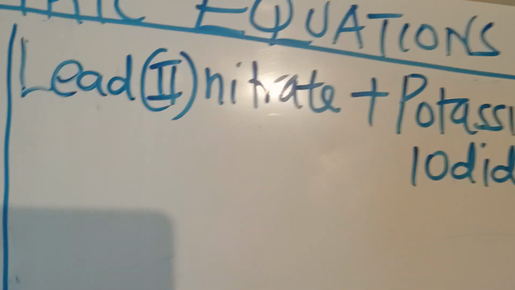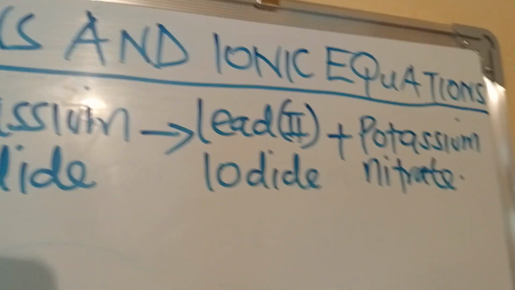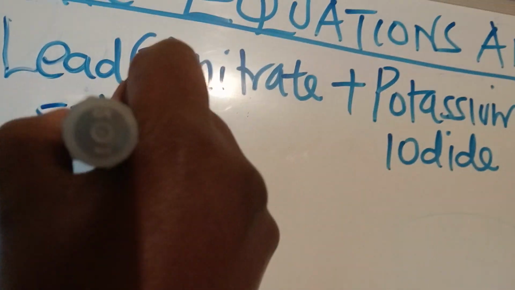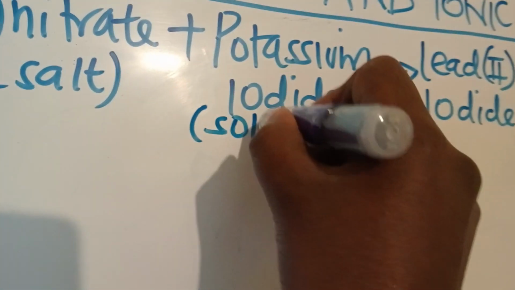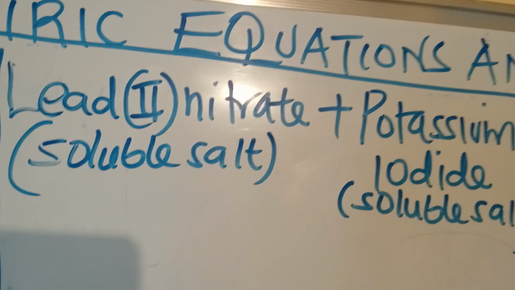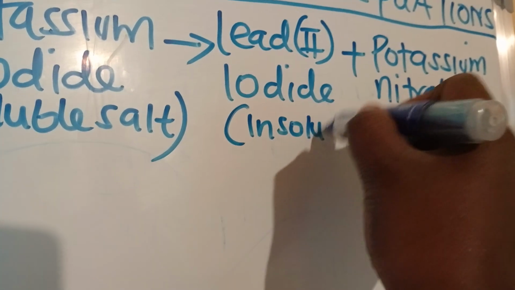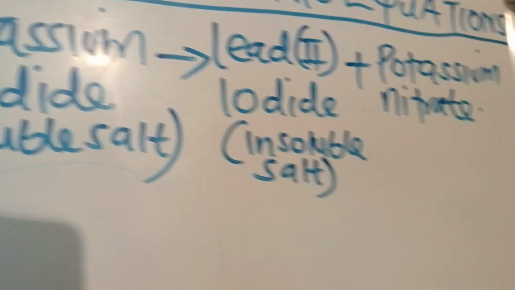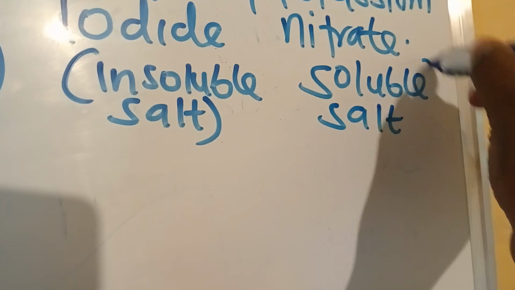One thing that you need to know about the reactants that we have used and the product that you have got is that this one is a soluble salt. This is also a soluble salt. So the two reactants must be soluble salts. One of the products, which is lead 2 iodide, is insoluble, and the other one is a soluble salt.